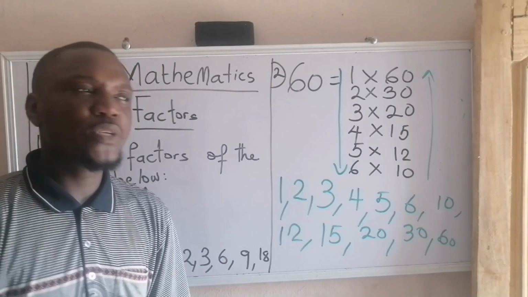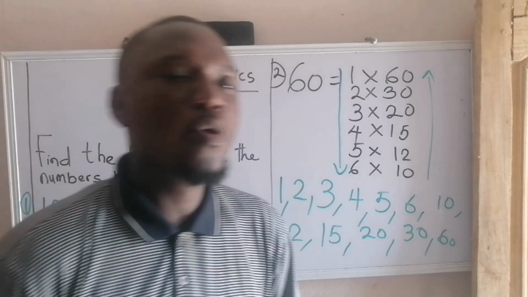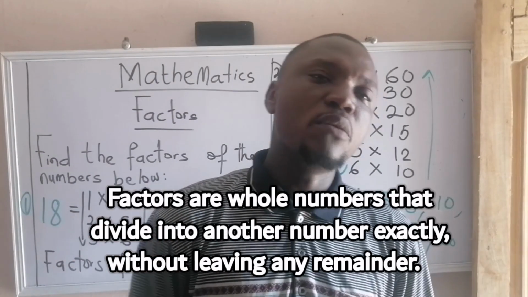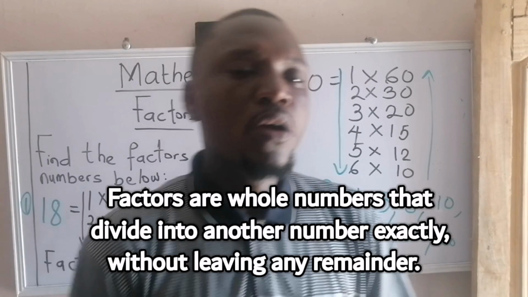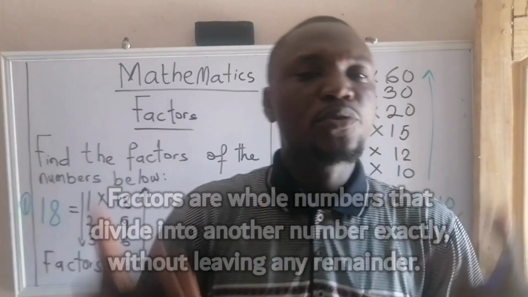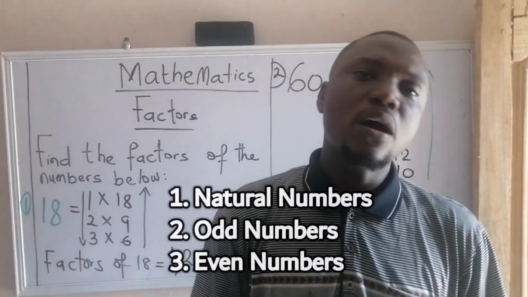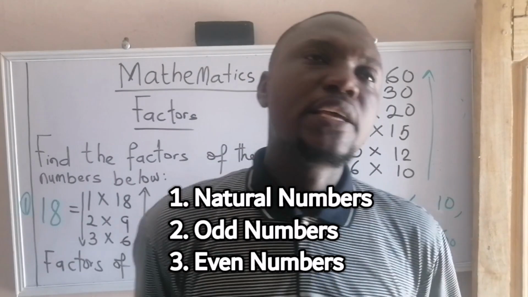So finally, we've come to the end of today's class. I believe now you know what our factors are. Factors are whole numbers that divide another whole number without a remainder. Now you know the types of numbers that we have. We have the natural number, we have the odd number, and we have the even number.